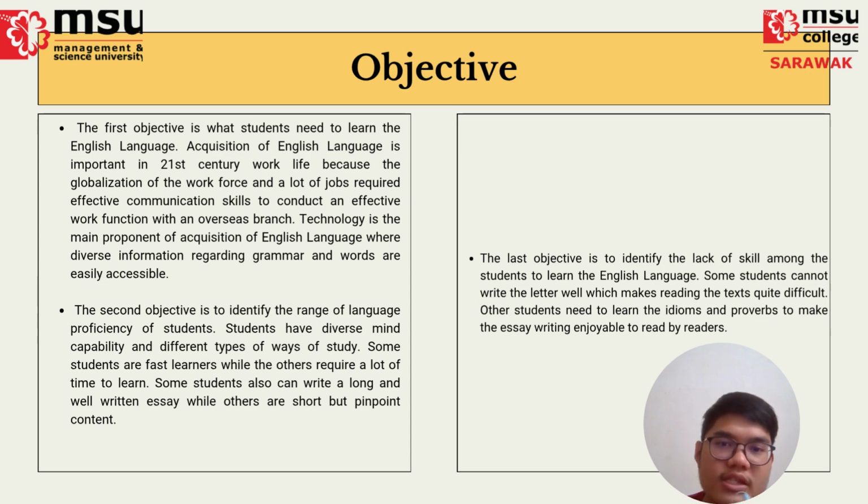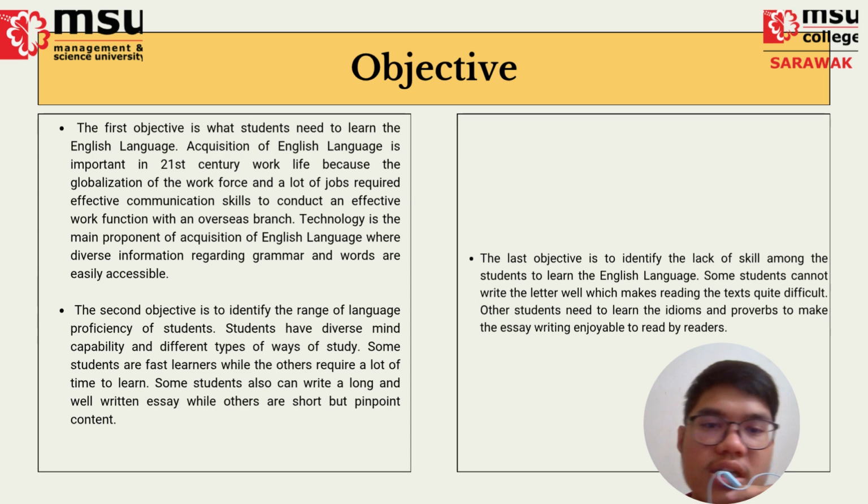The third and last objective is to identify the lack of skills among the students in learning the English language. Some students cannot write letters well, which makes reading the text quite difficult. Other students need to learn idioms and proverbs to make their essay writing enjoyable to read.